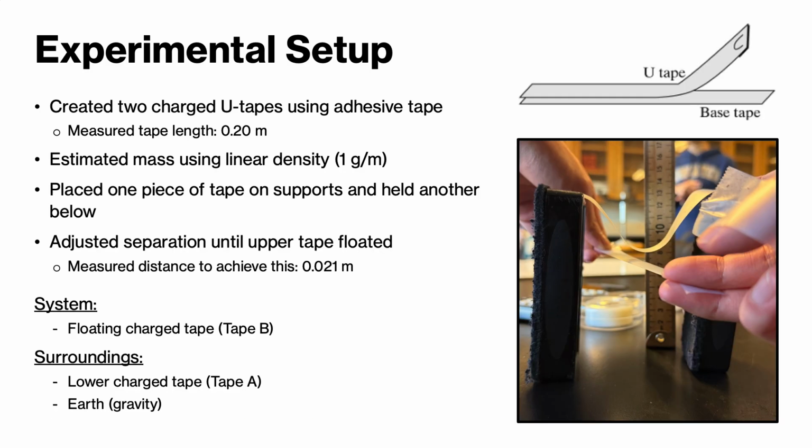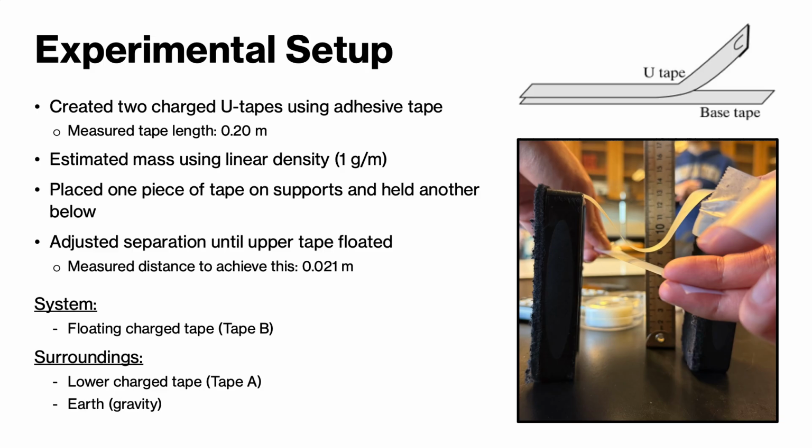To conduct our experiment, we made two U-tapes by charging them through separation with a base tape. Each tape had a length of 0.2 meters, and its mass was estimated using a linear density of 1 gram per meter. One tape was placed on supports, while another charged tape was held below it, and we adjusted the separation distance until the upper tape began to float. The distance at which the tape floated was measured to be about 0.021 meters.